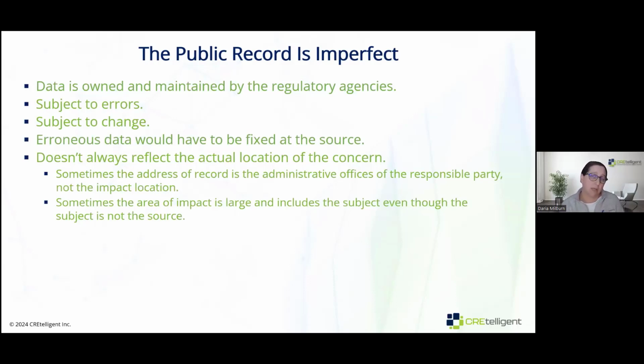So sometimes, like we said before, the address of record is the administrative offices of the responsible party, not the impact location. We see this a lot with Superfund sites, that the actual area of impact for a Superfund site is actually a polygon, whereas there may be an address associated with it that's nowhere near that polygon. Sometimes the area of impact is large and includes your subject, even though your subject is not the source.